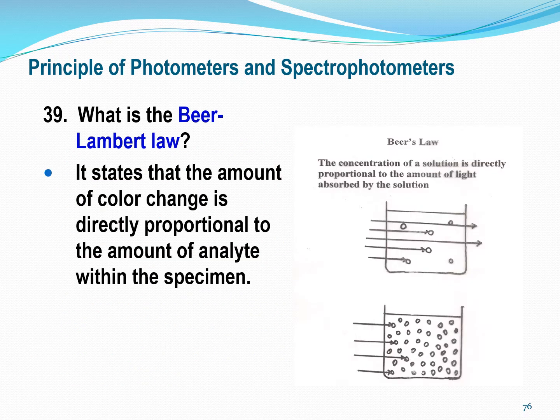So what is the Beer-Lambert law? Okay? It states that the amount of color change is directly proportional to the amount of analyte within the specimen. So make sure you know that the concentration of a solution is directly proportional to the amount of light absorbed by the solution.